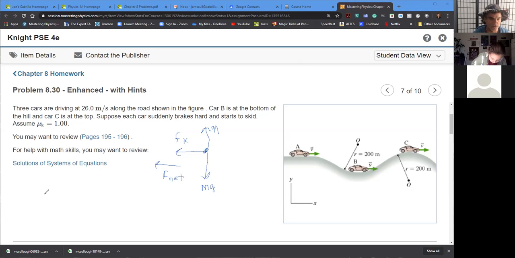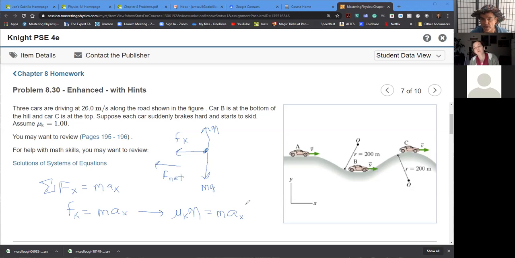So what I would say is the sum of the forces in the x direction equals max. But the mass isn't given. I know, but it's going to drop out, you'll see. The only force is the force of kinetic friction, so the force of kinetic friction equals max. And my force of kinetic friction is mu k times the normal force, which equals max. And then the normal is equal to mg.